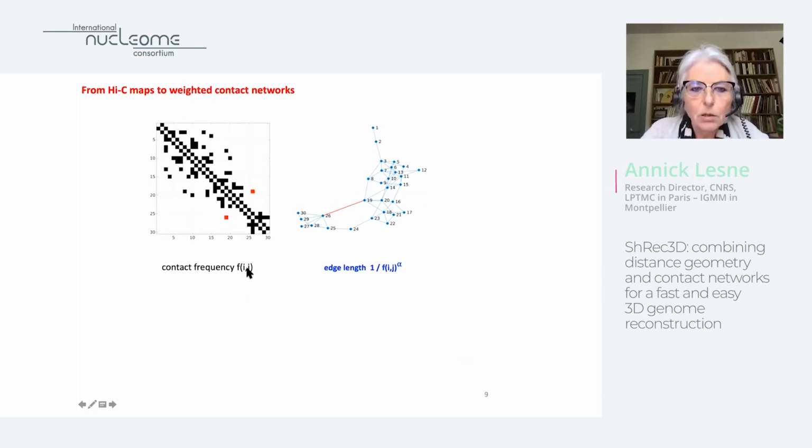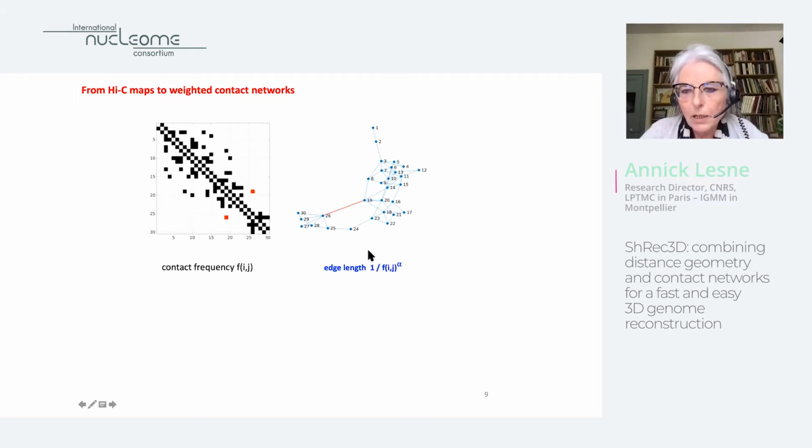For a real contact map, it's not only presence or absence, it's not only a binary map, but the components are numbers. They represent contact frequencies. Then the contact network has to be adapted, and we chose to give each edge a length equal to 1 over the frequency of contact to some power.